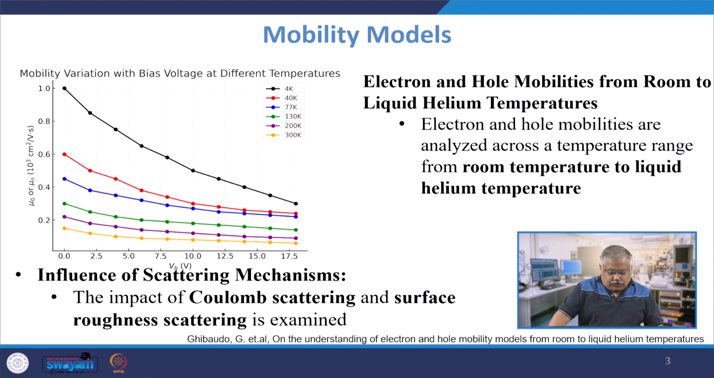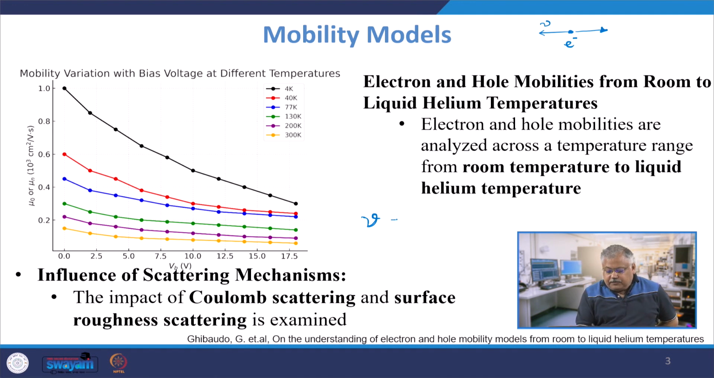This is experimental data which has come out. First of all, let me tell you what mobility is. If you look at the mobility concept, we know the velocity of a charged particle. For example, if you have an electron, which is negatively charged, and you apply an electric field in this direction, the electron will start moving in the opposite direction with velocity v.